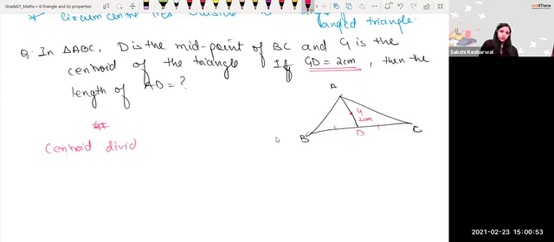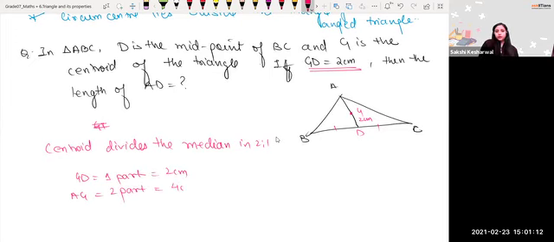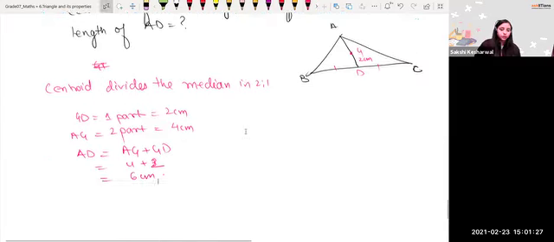We know that the centroid divides the median in the ratio 2 to 1, right? So GD is 1 part and AG is 2 parts. So 1 part is equal to 2 centimeter and 2 parts will be 4 centimeter. So AD length will be AG plus GD, which is 4 plus 2, equal to 6 centimeter. That's it. These types of questions will come in front of you, right? So I'll give you one more.